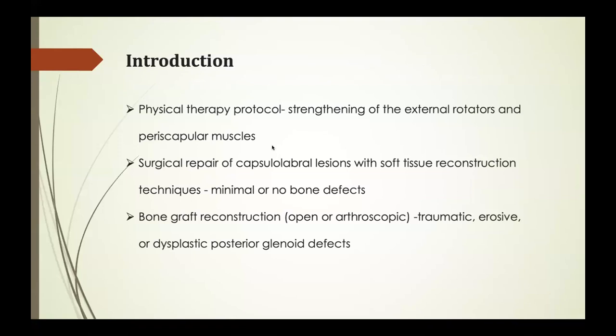When conservative treatment fails, surgical repair of the capsulolabral lesion with a soft tissue reconstruction technique results in good clinical outcomes. When there is minimal or no bone defect, even in high-risk populations like military, contact sports, and athletes, reconstruction with a soft tissue procedure will be helpful. In contrast, in case of traumatic erosion or dysplastic posterior glenoid defect, the repair has a high incidence of failure, and bone grafting reconstruction, open or arthroscopic, is the proposed management.